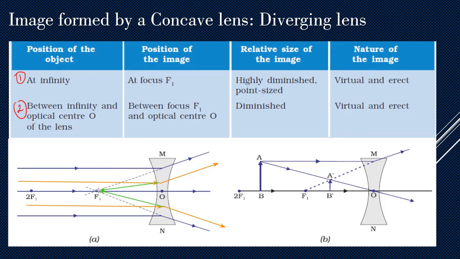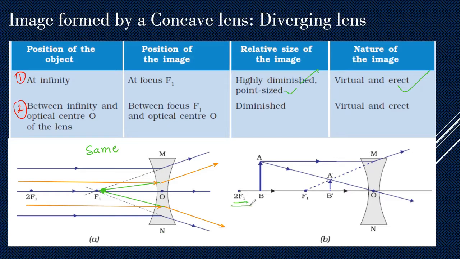Okay, so this is your concave lens. Where is the image formed? The image is formed on the same side. We know in case of lenses, when it is on the same side, it's going to be a virtual and erect image, and it is point sized, highly diminished, right? Second position, anywhere between your optical center and this 2f1, center of curvature.